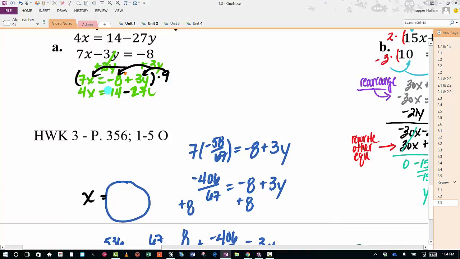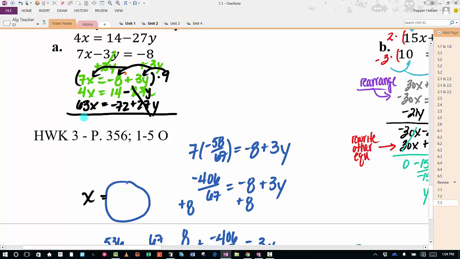So 9 times 7, we get 63x equals 9 times negative 8, which is a negative 72, and 9 times 3, which gives us our positive 27y. I think I erased a y there. That should be a y, right? So now we can draw our line. These are going to drop out, right? Let's clean up the rest of it.